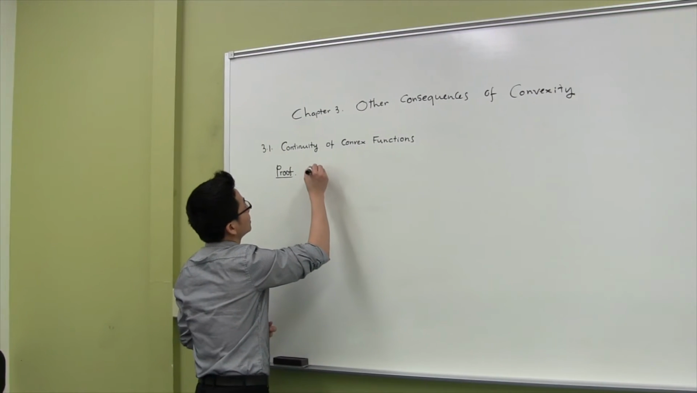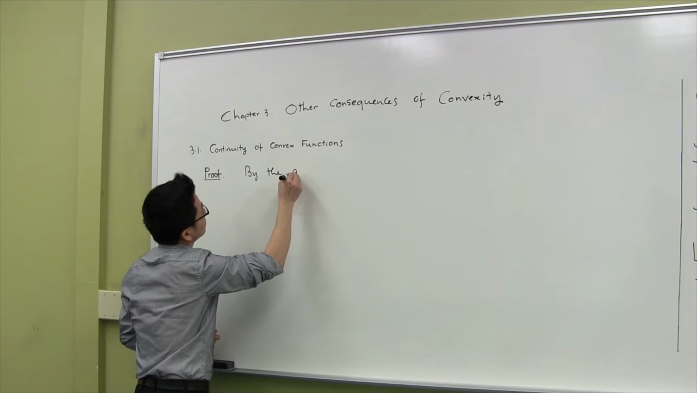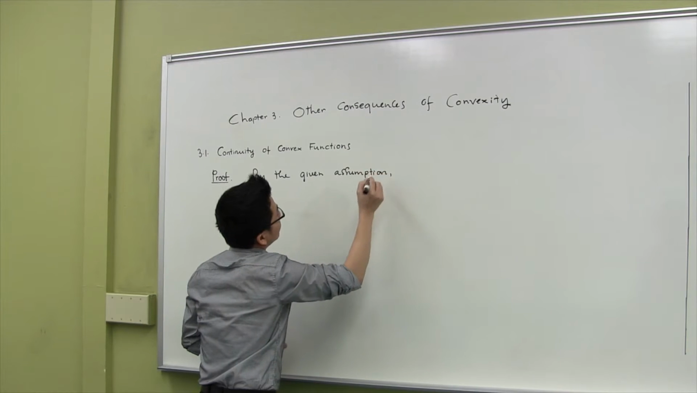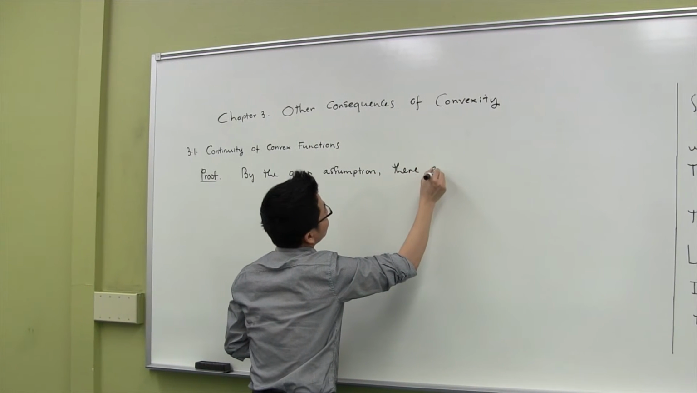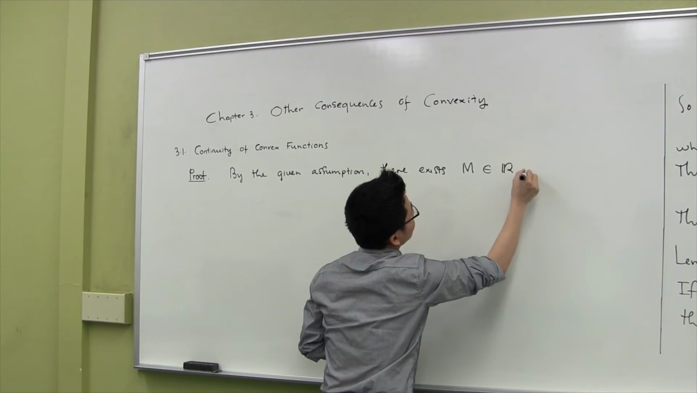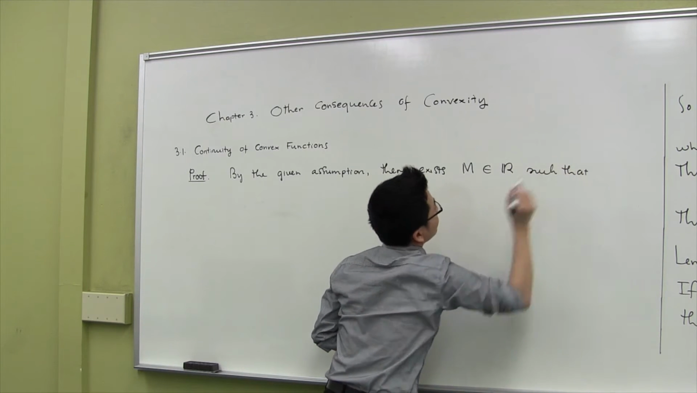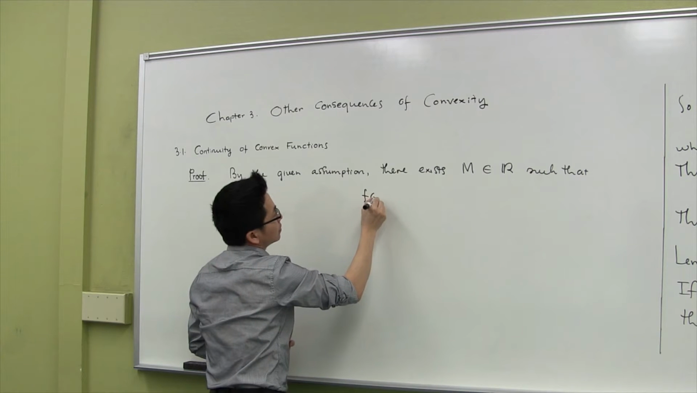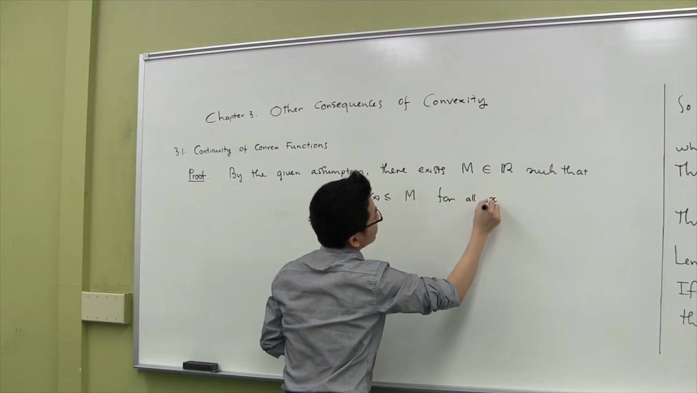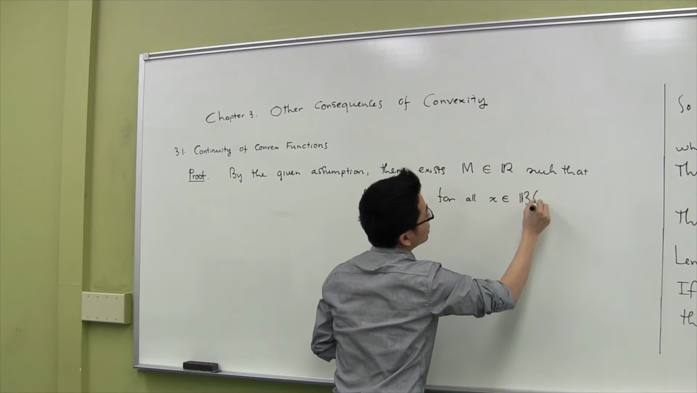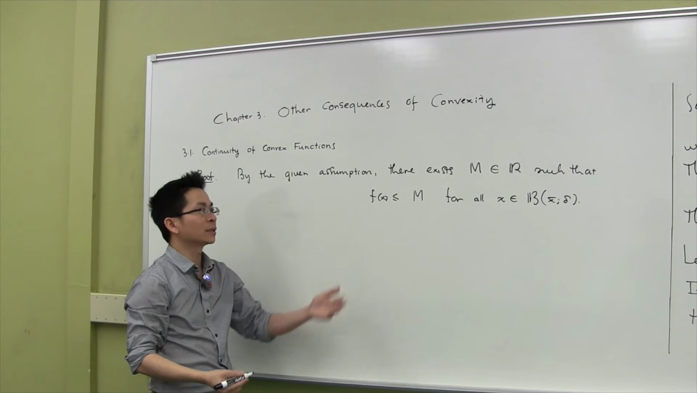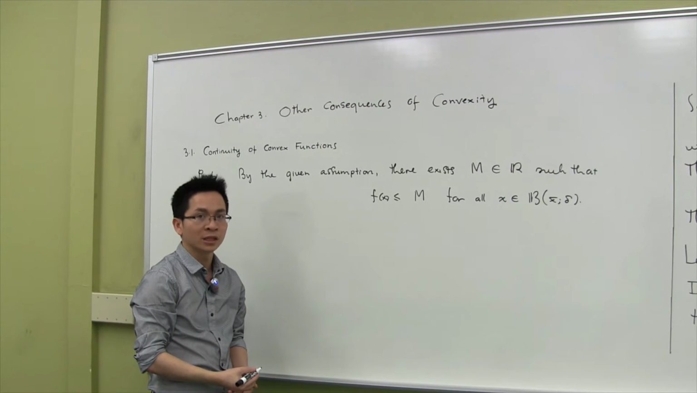By the given assumption, there exists a number M such that f of x is less than or equal to M for all x in the ball with center at x bar and radius delta. Okay, and our goal is to show that f is bounded below on this ball.